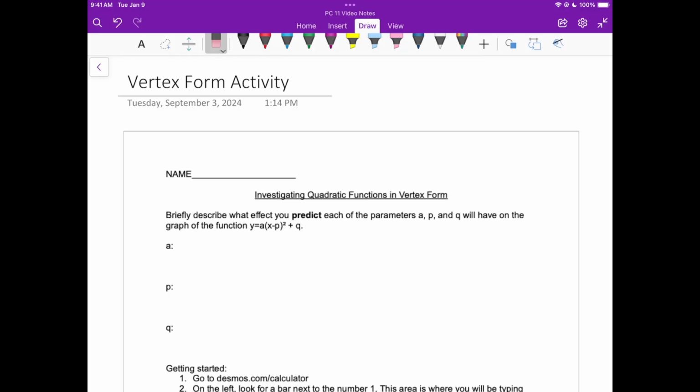In this video, I'm going to be working through a worksheet activity covering the vertex form of quadratic functions, in which I'm going to be investigating the effects of specific parameters a, p, and q, and how they'll change the function and its graph. This video is meant to be watched after the beginning of the 3.1.2 video that introduces the vertex form.